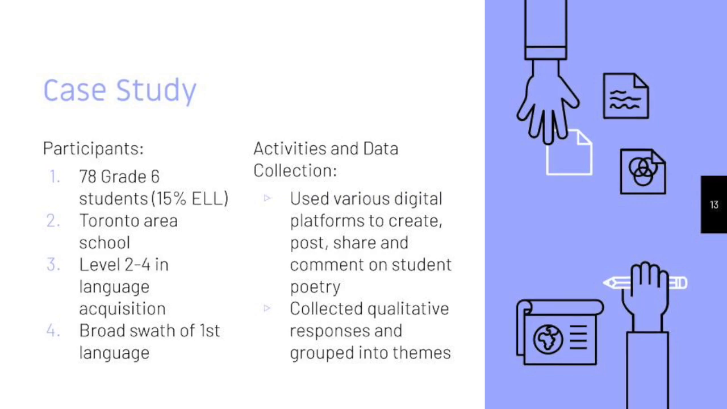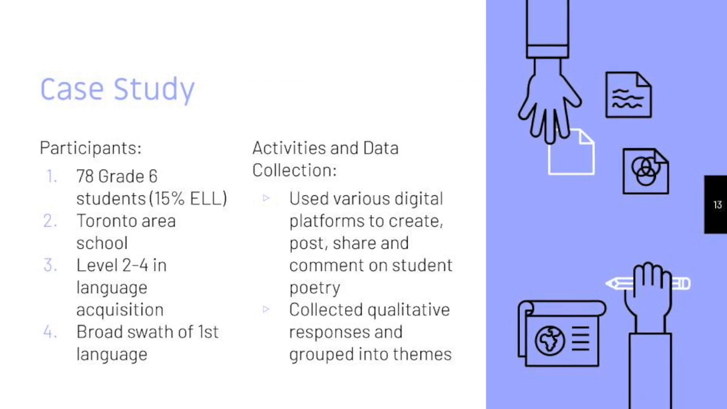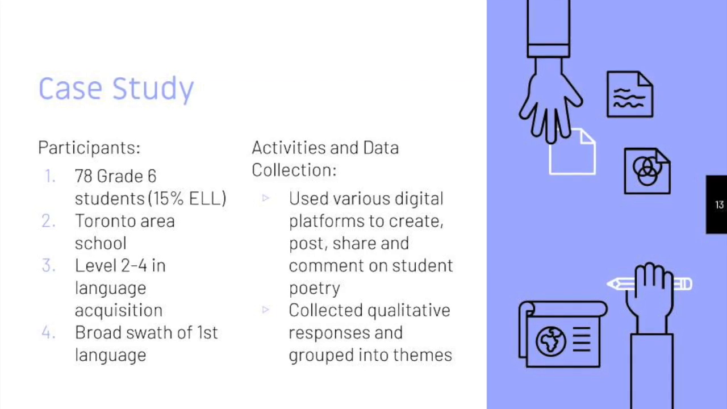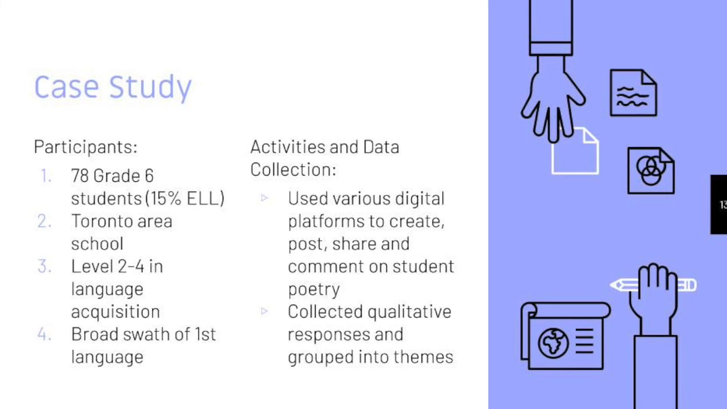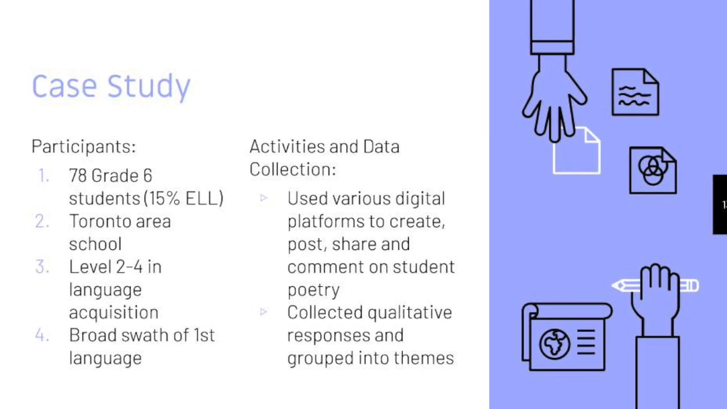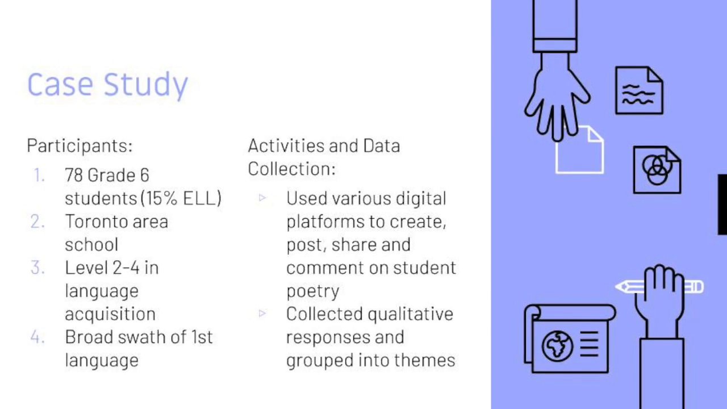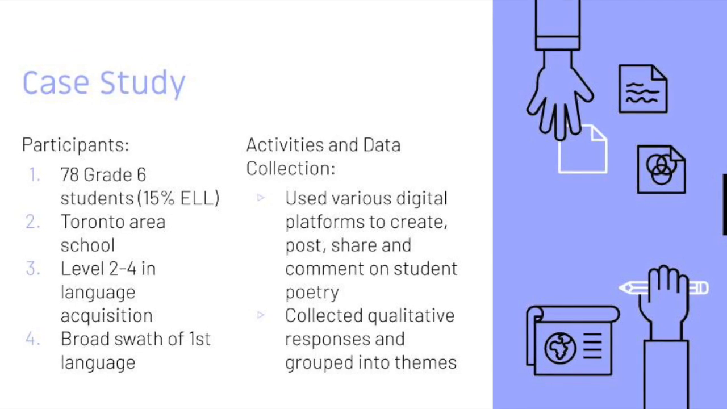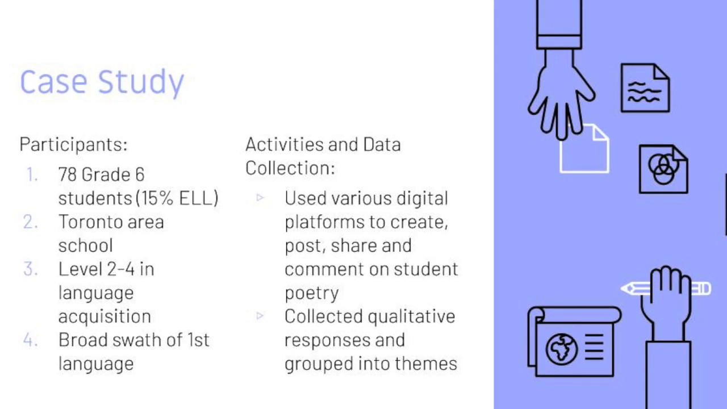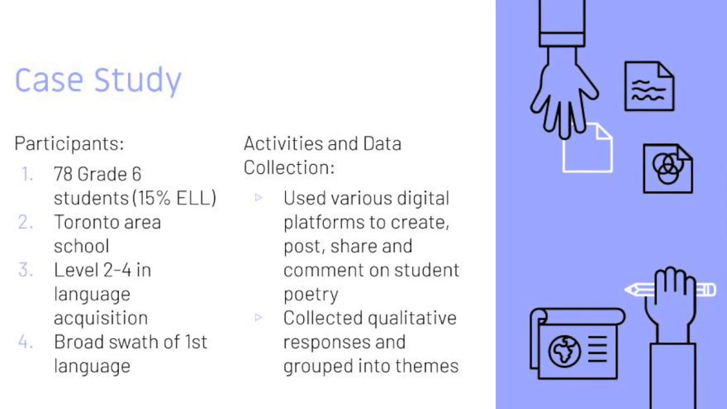Again, I chose this because it was new. It was kind of local to where we are. So they had three grade 6 classes around the Toronto area, so at the TDSB, I think, and 15% of those 78 students were English language learners who ranged anywhere between levels 2 to 4 in the language acquisition stage, in a broad range of first languages and countries of origin, so China, Afghanistan, Iraq, Russia. There was a very broad range.